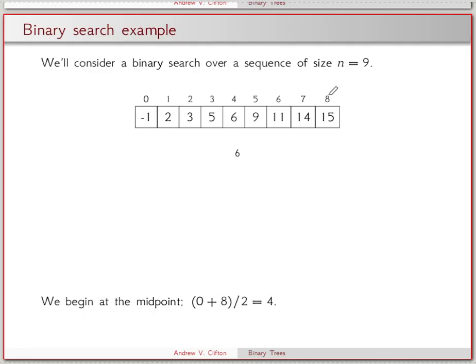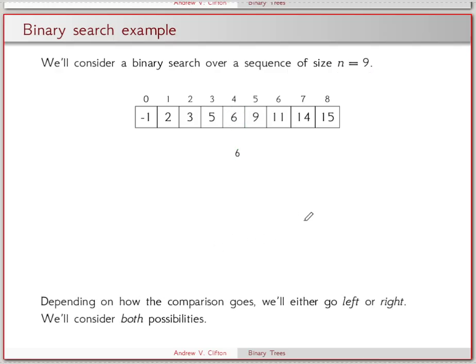So let's say that we've got this sequence here. The size of the sequence is 9, so 9 elements like that. And let's say that we're looking for a value. I'm not sure what we're looking for here, we'll figure it out. Okay, so 6 is where we're going to start. We're going to start here in the middle, and compare to that value. Depending on what we're looking for, we could go left or right here. We're not going to look for some specific thing, we're just going to consider both possibilities. So if I'm looking for something less than 6, I would go left. If I'm looking for something greater than 6, I would go right.